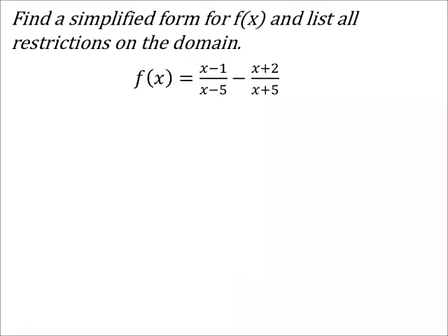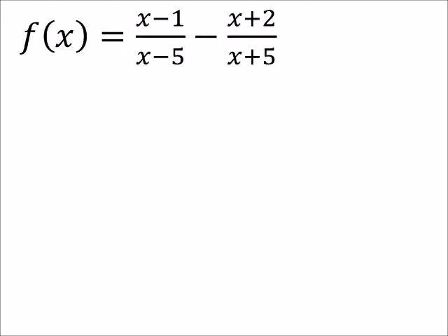All right, so we'll simplify this one, and then we'll find all the restrictions for the domain. If what you prefer is to find the restrictions on the domain first, that's great, and it'll still work, all right? So here I've got two different denominators. One is x minus 5, and the other one is x plus 5.